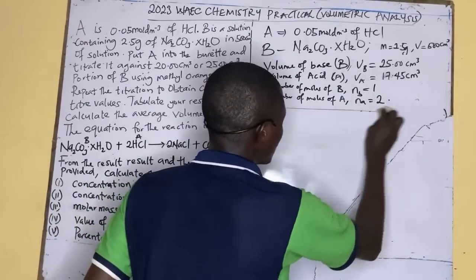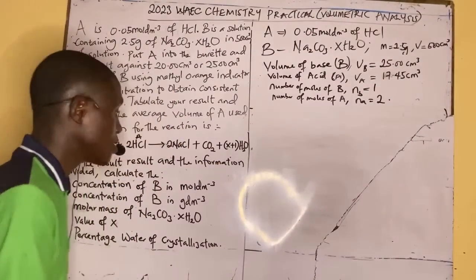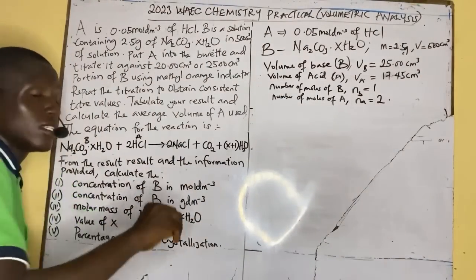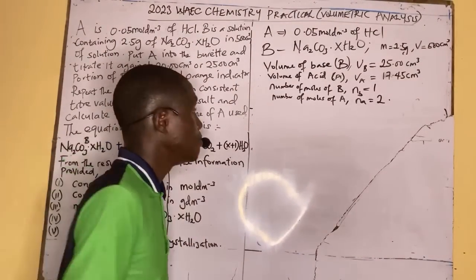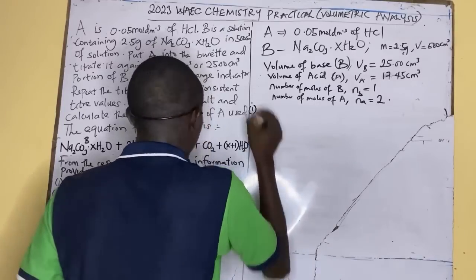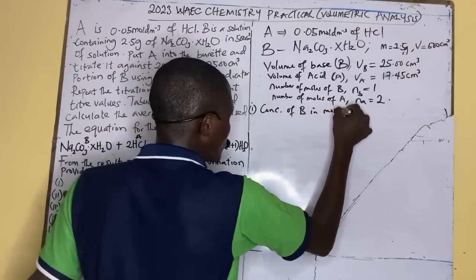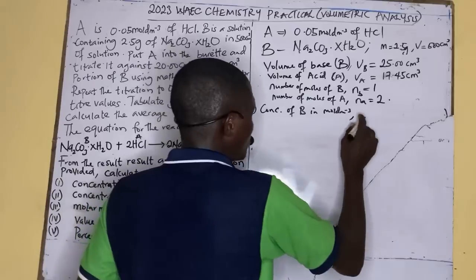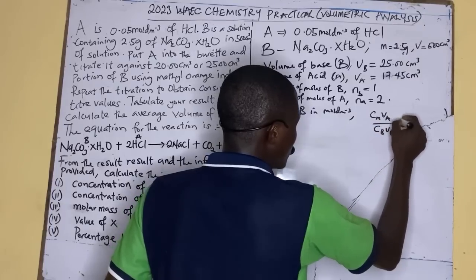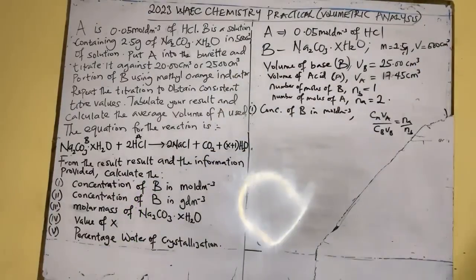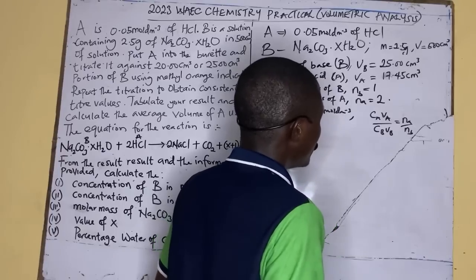Don't forget we have to type concentration, molar concentration, and mass concentration. I just talked about molar concentration, and we decided that the formula that can be used to tackle the molar concentration of B in mole per dm³ is CAVA over CBVB equals NA over NB. So we now use CAVA over CBVB equals NA over NB to calculate the concentration of B in mole per dm³.